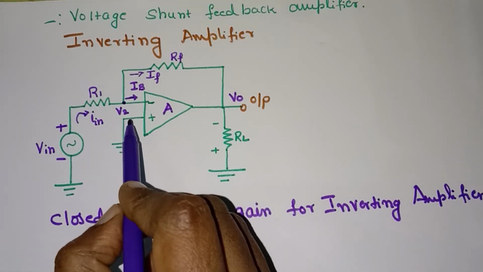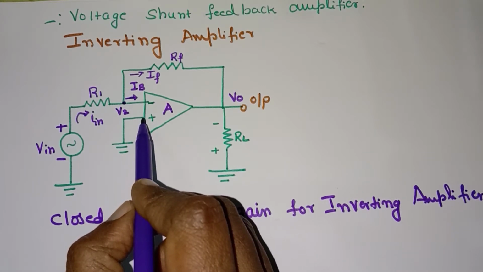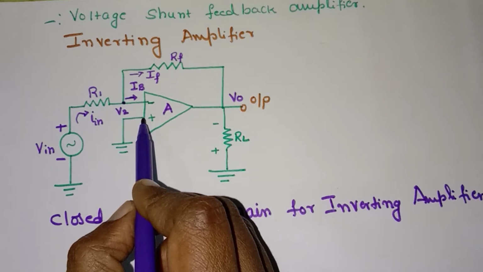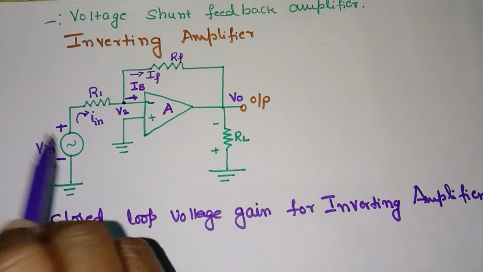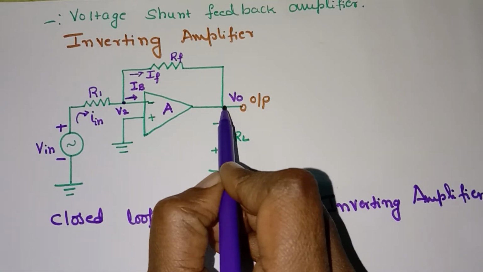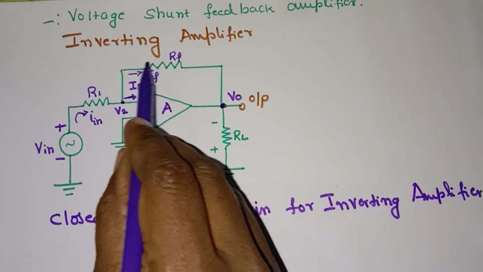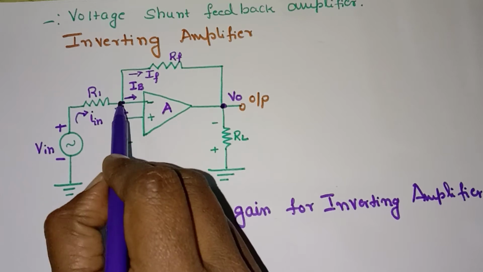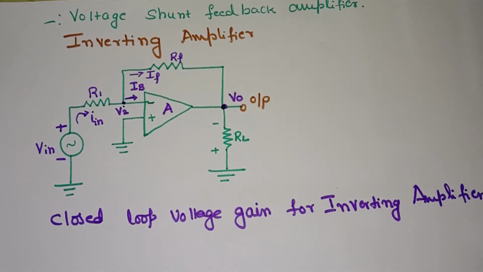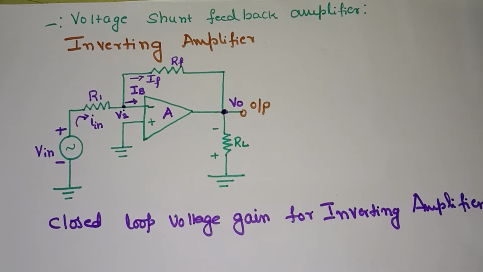And next, the circuit is also called the inverting amplifier with feedback, or the closed loop inverting amplifier. Why it is called closed loop here? Here we are applying the fraction of the output back to the input. Fraction of the output back to the input is called the feedback. So here we have applied the feedback, so that is why it is called a feedback amplifier.